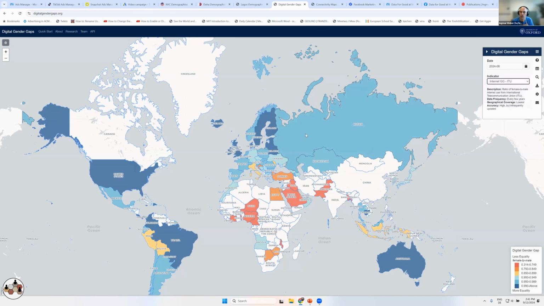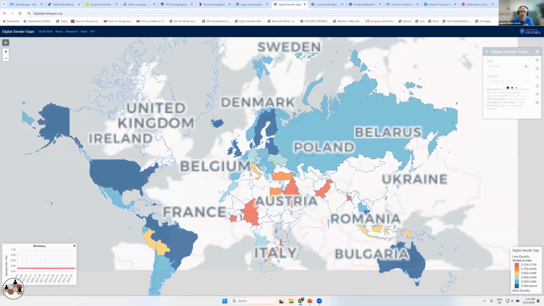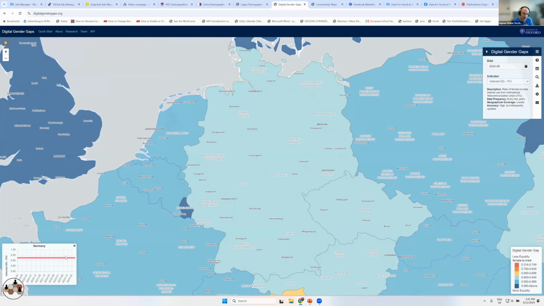What you see here now is data from the ITU, the International Telecommunication Union, on the ratio of female to male internet users. What does this mean? If I look at, for example, Germany, there's a value of 0.926. That roughly means that for every 1 man with internet access, there are 0.926 women with internet access, assuming a 50-50 balance in the population.